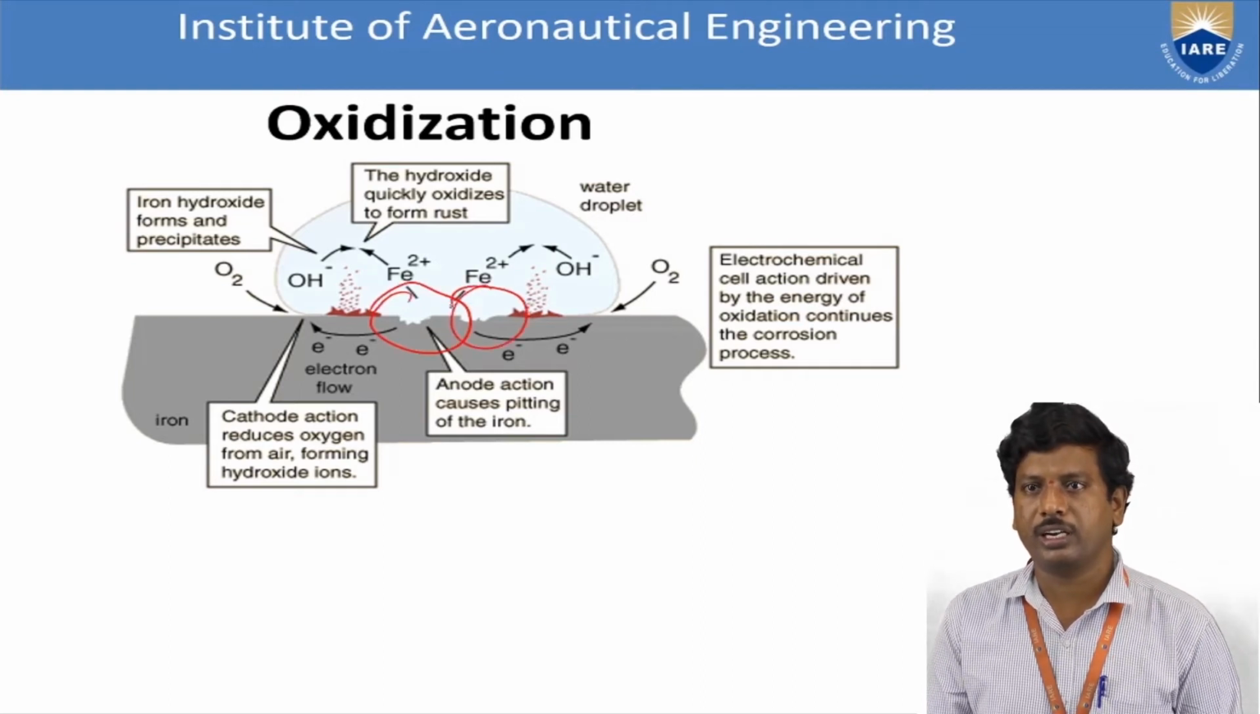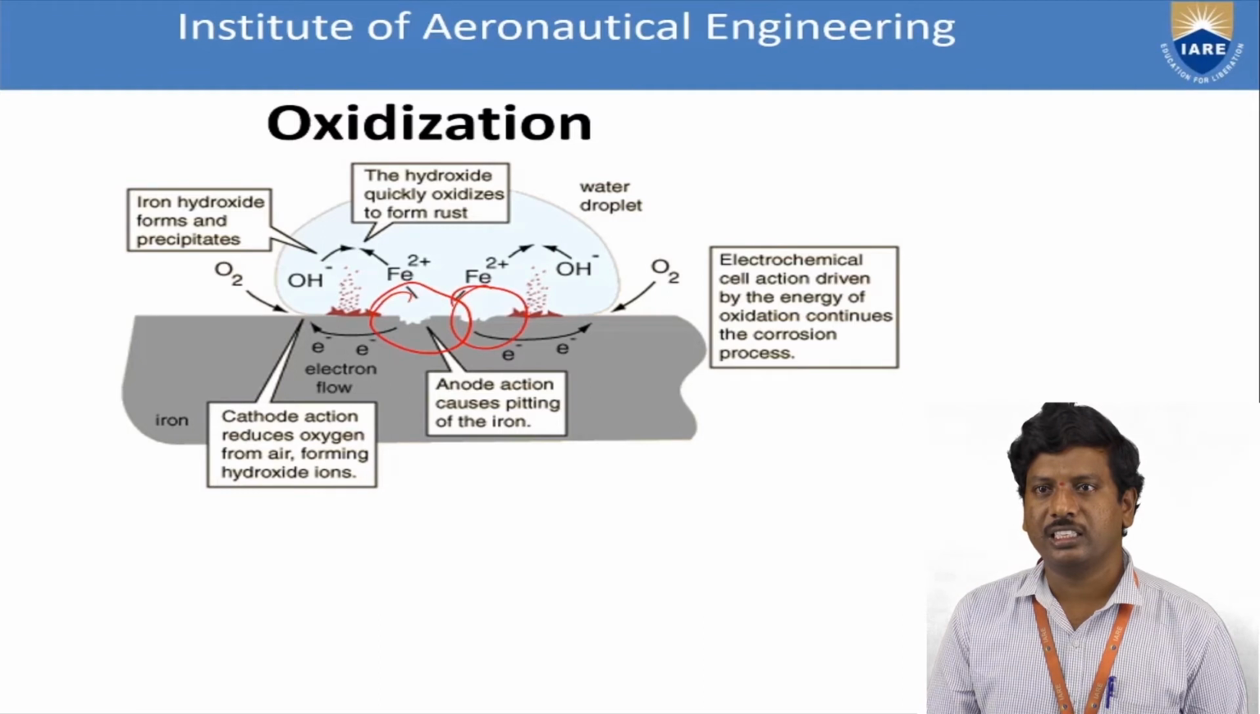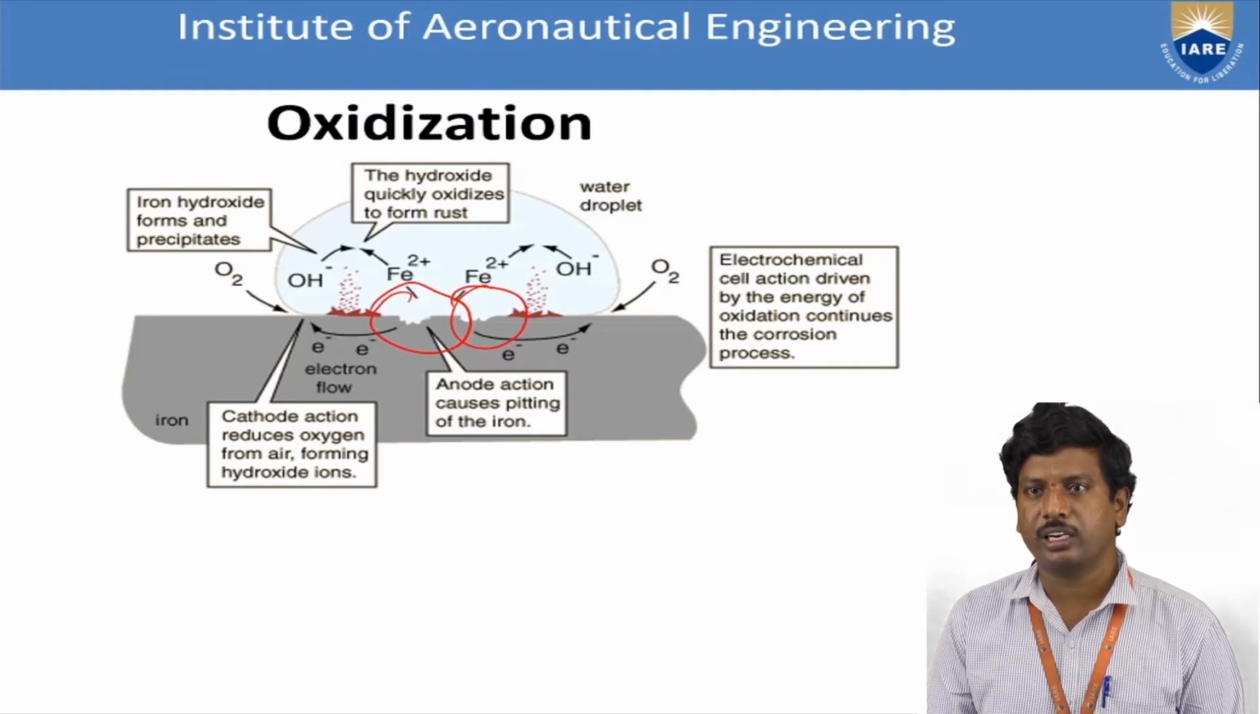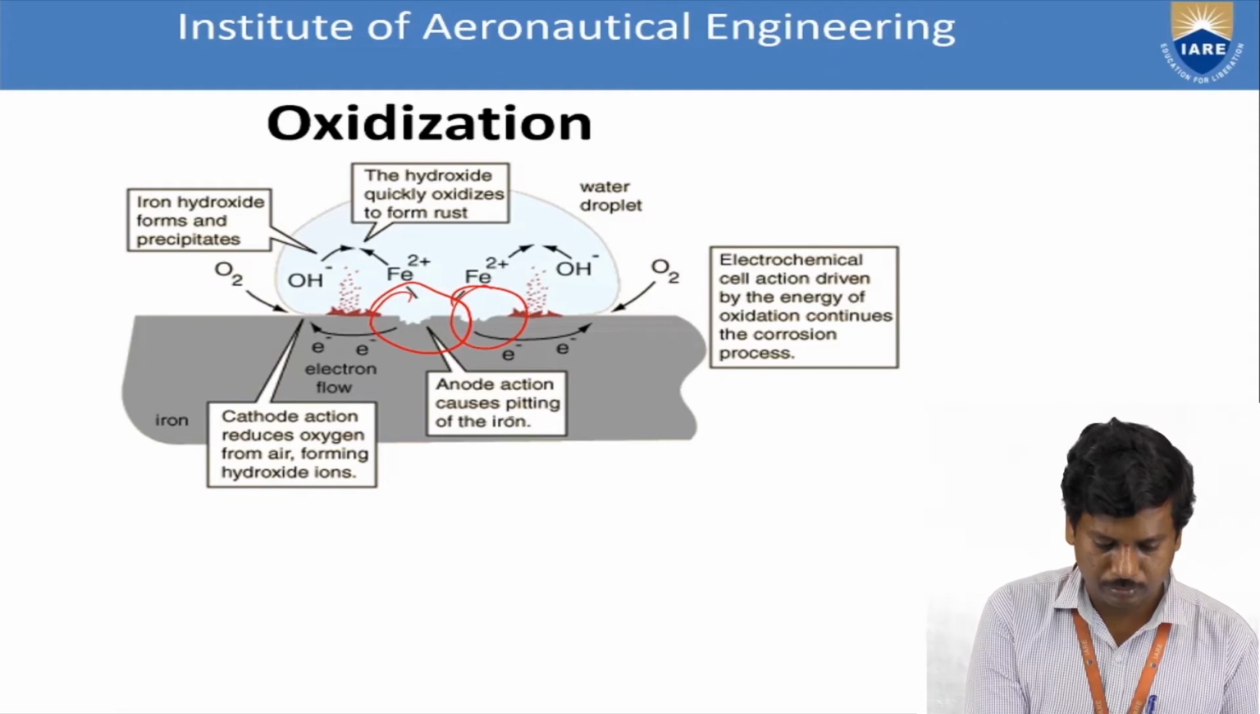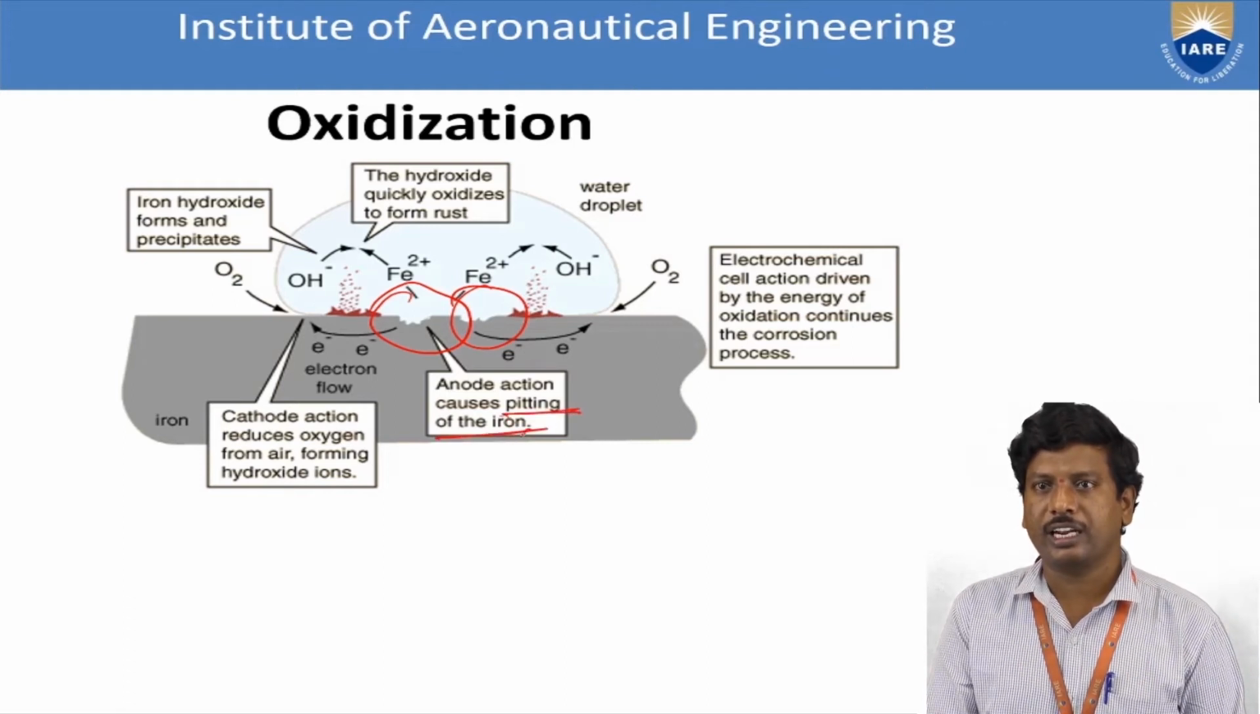So pits are nothing but the gaps present in the surface of the material. That anode action causes the pitting of the iron. And the second one is the cathode. The cathode action reduces the oxygen from air, forming hydroxide ions.